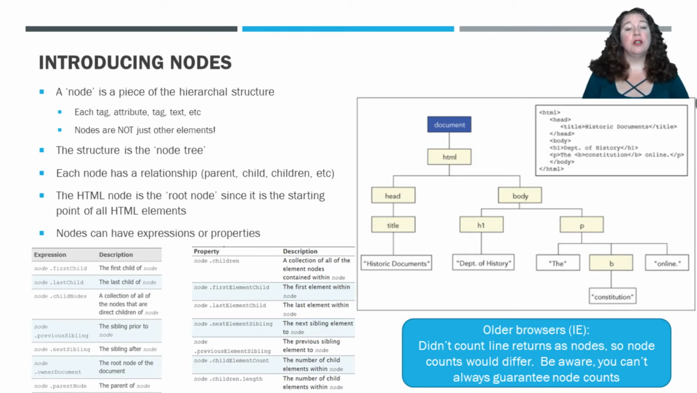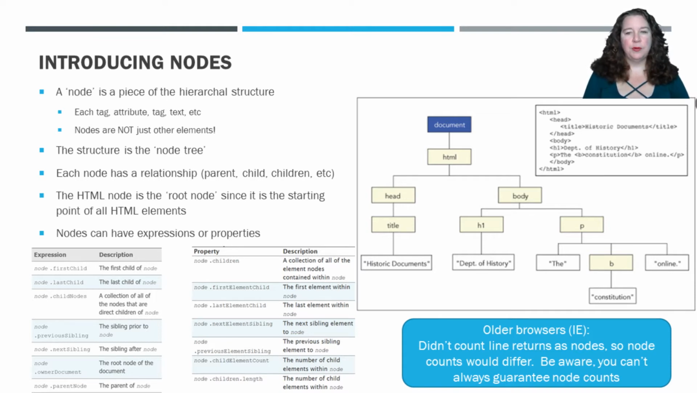The structure that we call it is called a tree, and it starts with a root and moves its way through. The HTML node for the DOM is generally considered the root node. It is the first node. It is the start of the tree, the starting point of all the HTML elements. And you can see that each node has relationships. It can have a parent, it can have children, it can have an individual child, and it can have siblings. So this is the different relationships that you can have with nodes. They can also have different expressions or properties that go along with them.